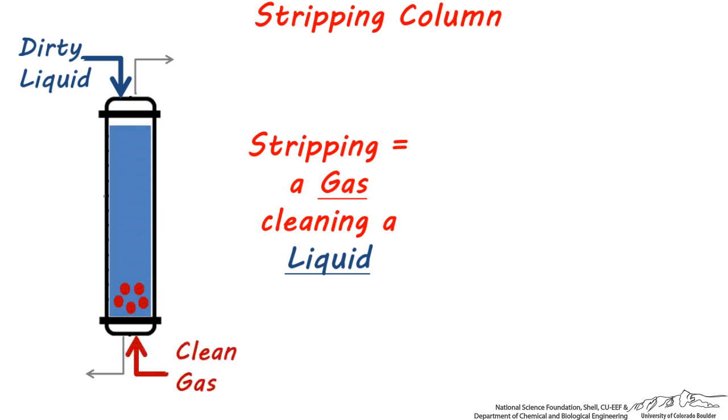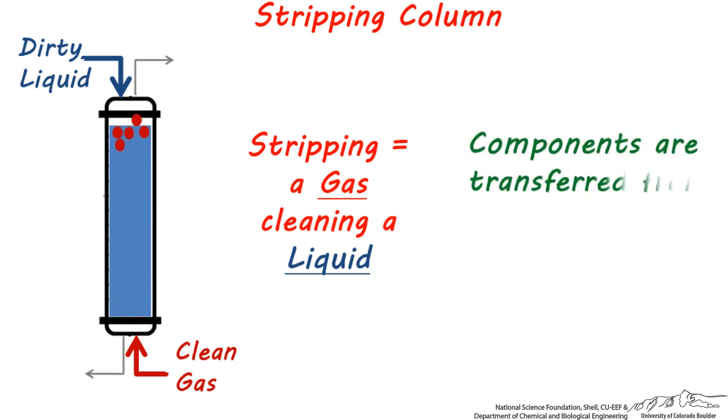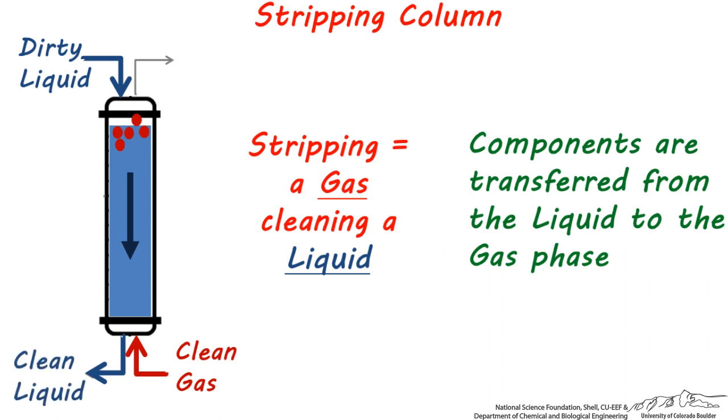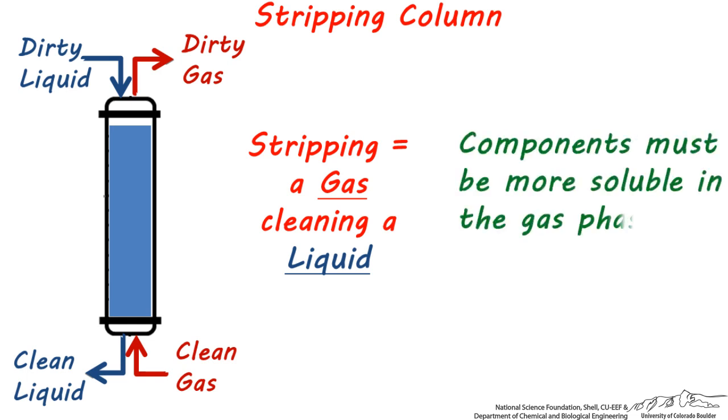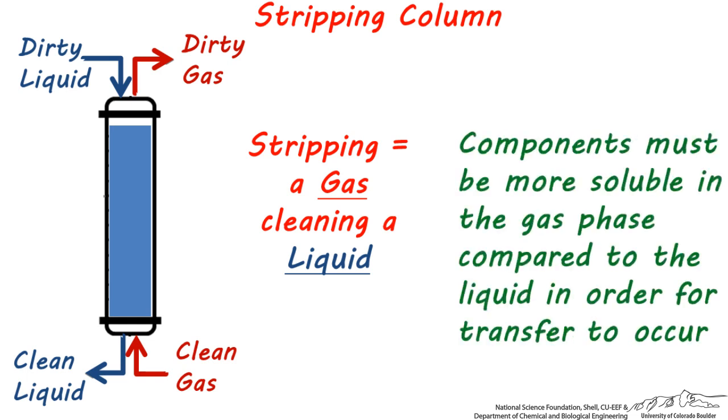Clean gas moves up the column while contaminants are transferred to it from the liquid phase. This results in a clean liquid exiting the column at the bottom and the gas with the contaminants leaving from the top. This spent gas is usually vented or further separated. As with absorption, because solubility is the driving force for this separation, components being transferred need to be more soluble in the gas phase compared to the liquid, otherwise the liquid won't be purified. Common gases used in stripping columns include steam and air.